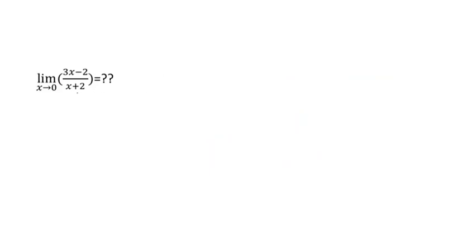Now let's find the limit for the quantity 3 times x minus 2 divided by the quantity x plus 2 as x approaches 0. So again, let's just write out the function: 3 times x minus 2 divided by x plus 2. Then basically, wherever I see x, I'm just going to replace it by 0 and see what I get.